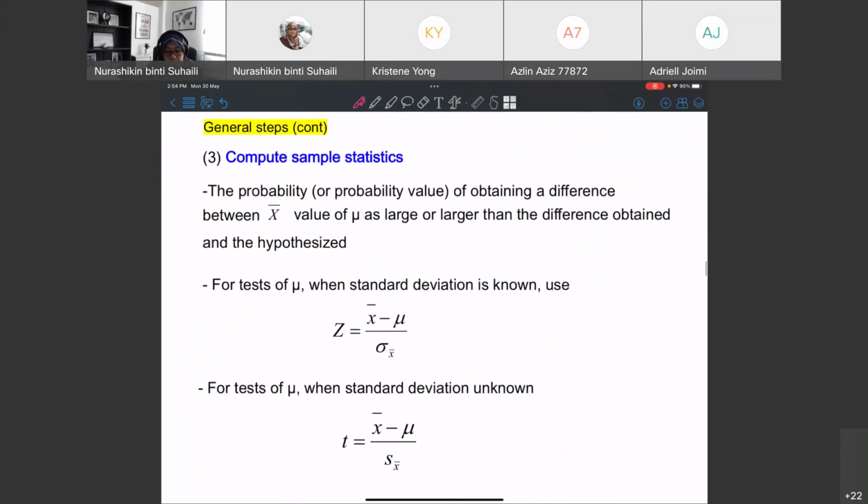The third step is to compute sample statistics. Okay, so this one depends on whether the standard deviation of the population is known or unknown. So how to differentiate that? For the first case, when the standard deviation is known, the rule is to use the Z test.